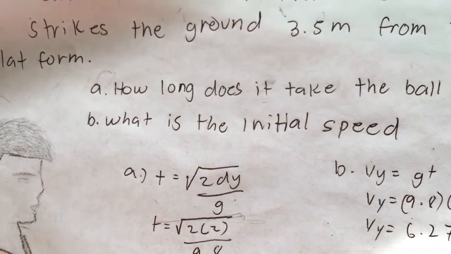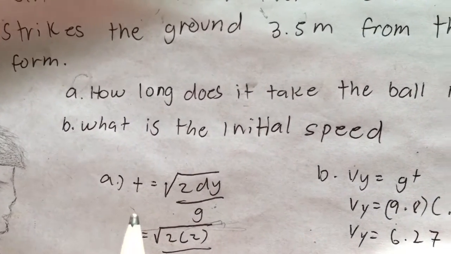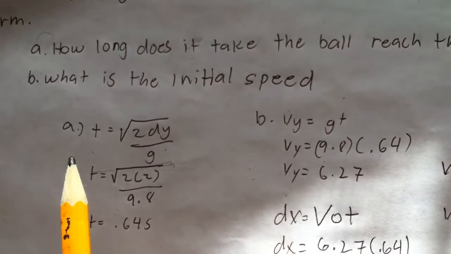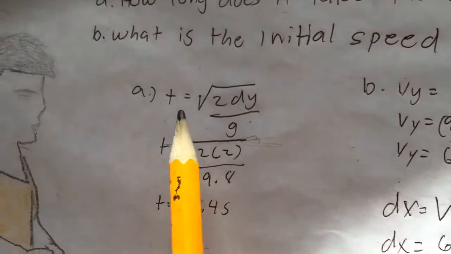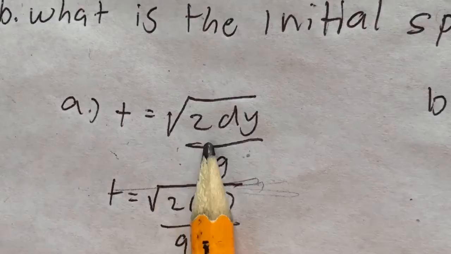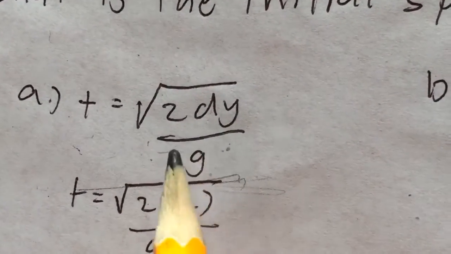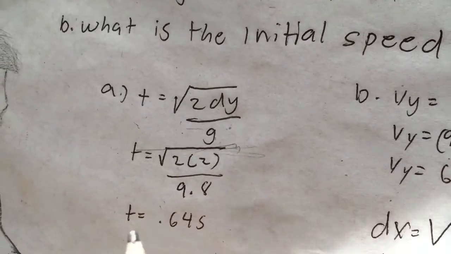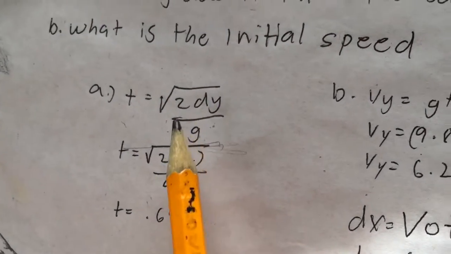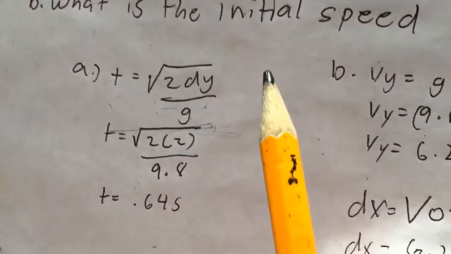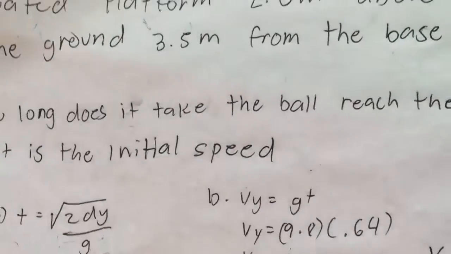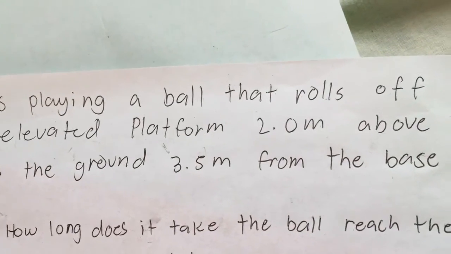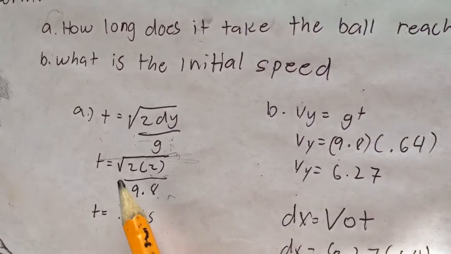So number 1 is, how long does it take the ball to reach the floor? The formula for getting the time is the square root of 2 dy over gravity. First, substitute the following. dy is equal to 2. Then gravity is always 9.8.